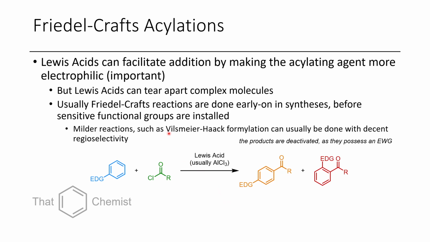If you're going to do something like a Vilsmeier-Haack formylation, because it's a milder reagent, there's no Lewis acids required unless you consider POCl3 a Lewis acid. These can usually be done with decent regioselectivity. Not always though, sometimes you see mixtures of products in the literature.